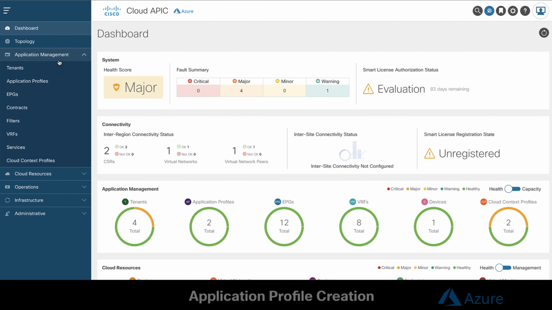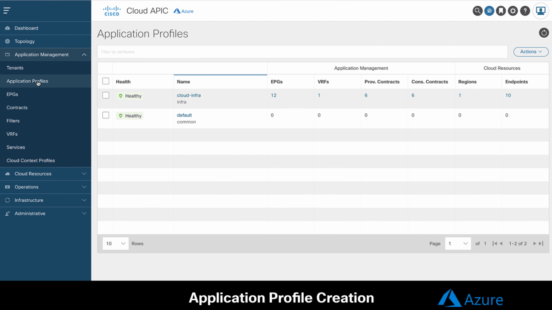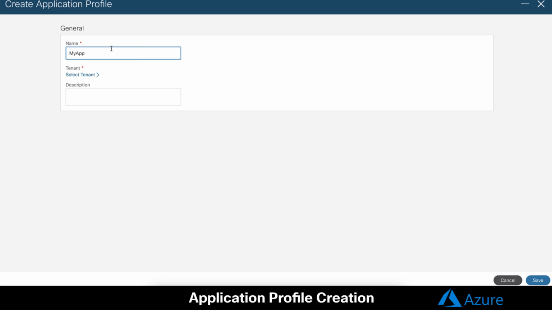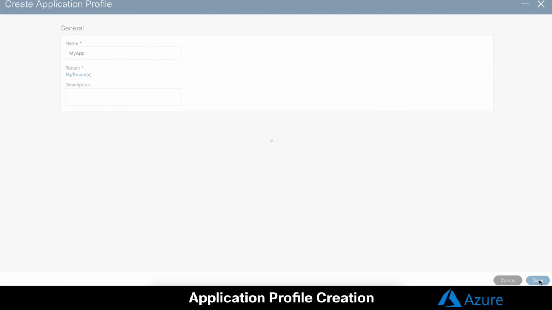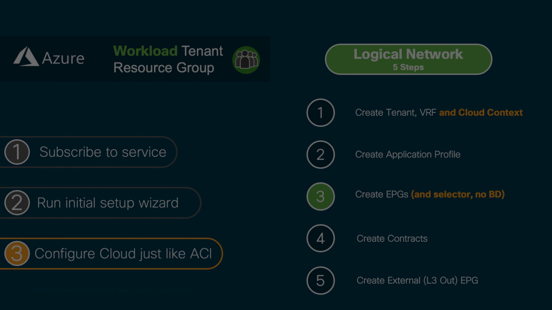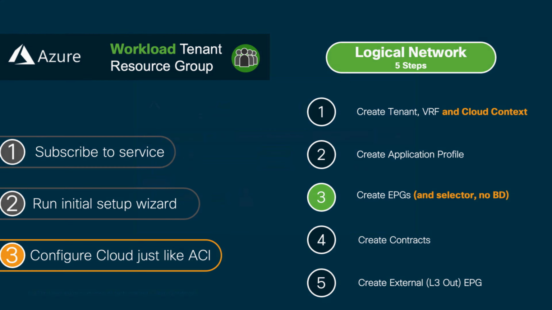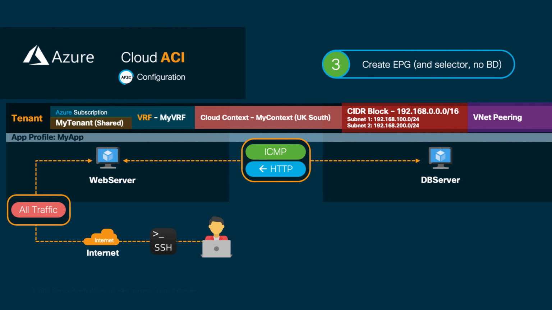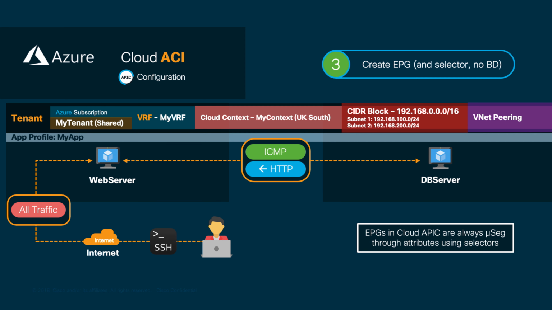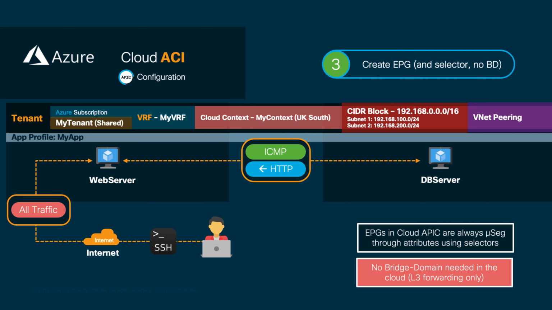Simply go to your Cloud APIC and click on Application Profile and create a new app profile for your tenant. We are done. Then we need to create our EPGs. As covered before, EPGs in Cloud APIC are always microsegmented, meaning that we need to define a selector to match specific attributes in order to let Cloud APIC automate EPG assignment to each instance running on the cloud. There is no need to define bridge domains in Cloud ACI.